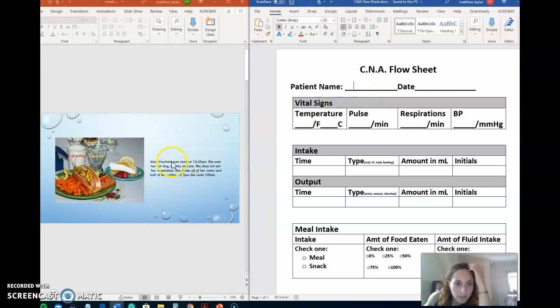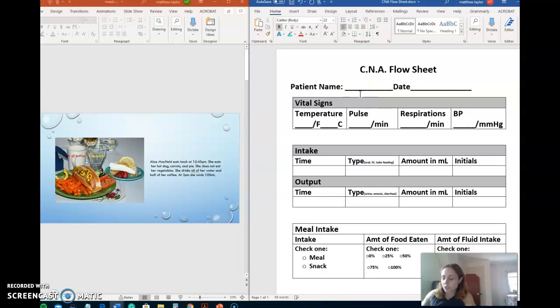So we have Alice Mayfield, who eats lunch at 12:45 p.m. She eats her hot dog, carrots, and pie. She does not eat her vegetables. She drinks all of her water and half of her coffee. At 3 p.m. she voids 100 milliliters.